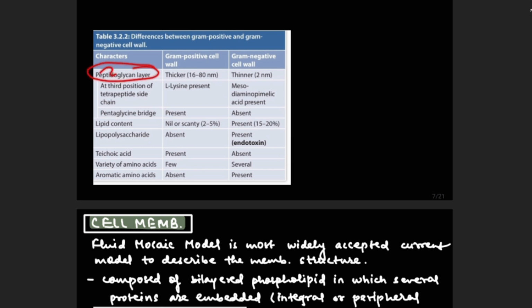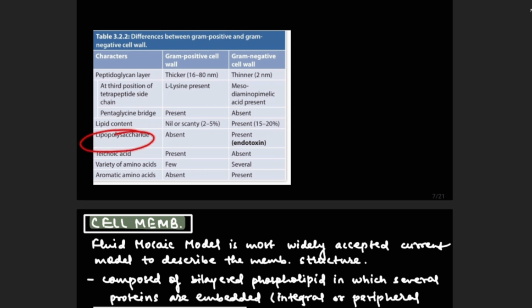For the peptidoglycan layer, in gram-positive cell wall it is thicker and in gram-negative cell wall it is thinner. Then at the third position of the tetrapeptide chain, in gram-positive cell wall L-lysine is present, but in gram-negative it is meso-diaminopimelic acid. Then pentaglycine bridges are present in gram-positive, but absent in gram-negative cell wall. Then lipid content. In gram-positive cell wall it is nil or scanty, just 2 to 5%, but in gram-negative cell wall it is present and it is 15 to 20%.